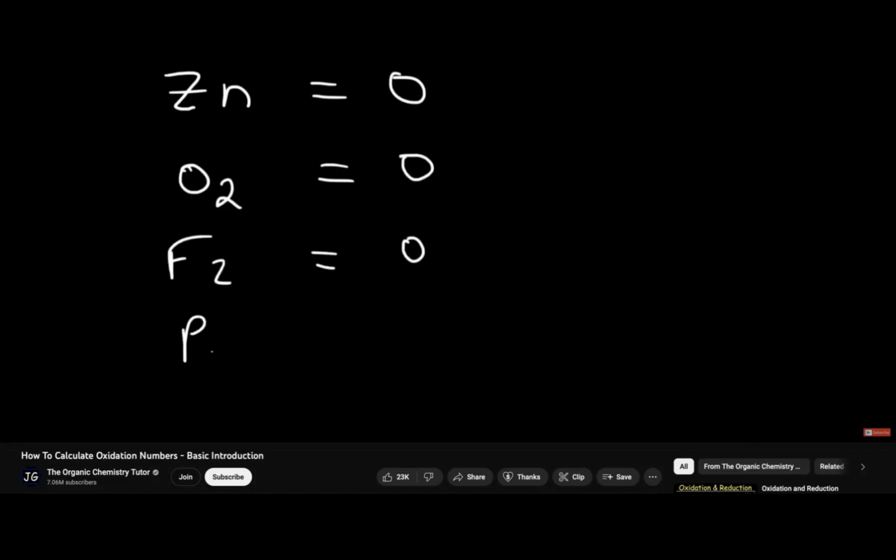to be +2. Now the first rule that you need to know is that the oxidation state of any pure element is always 0. So the oxidation state of oxygen gas as a pure element is 0. Fluorine gas as a pure element is 0. Even phosphorus as a pure element is 0. So if there's no charges and it's only one pure element, it's not a compound, the oxidation state will always be 0. So that's the first rule you need to keep in mind.